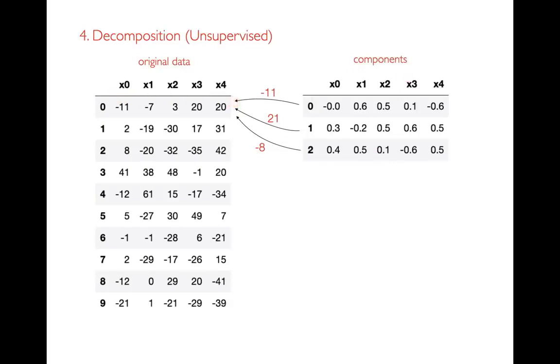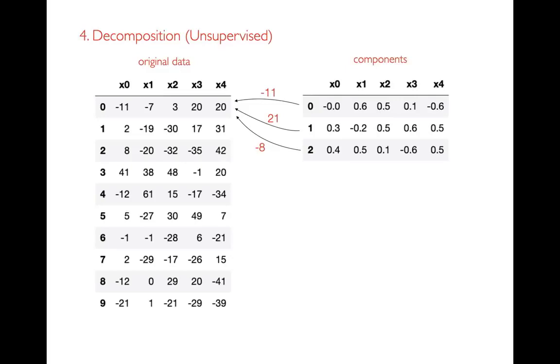You notice the columns are the same between my original data and my component rows. To get this row here, like -11, -7, 3, 20, 20, I would multiply this row by -11, then add 21 times this row, and then add -8 times this row. So I'm taking a weighted combination of these three rows to produce this row. If you actually crunch these numbers, you'd get something similar to this, but there would be some error. It's not a perfect match, which is fine. The fewer components I have, the simpler the model, but there might be more error.